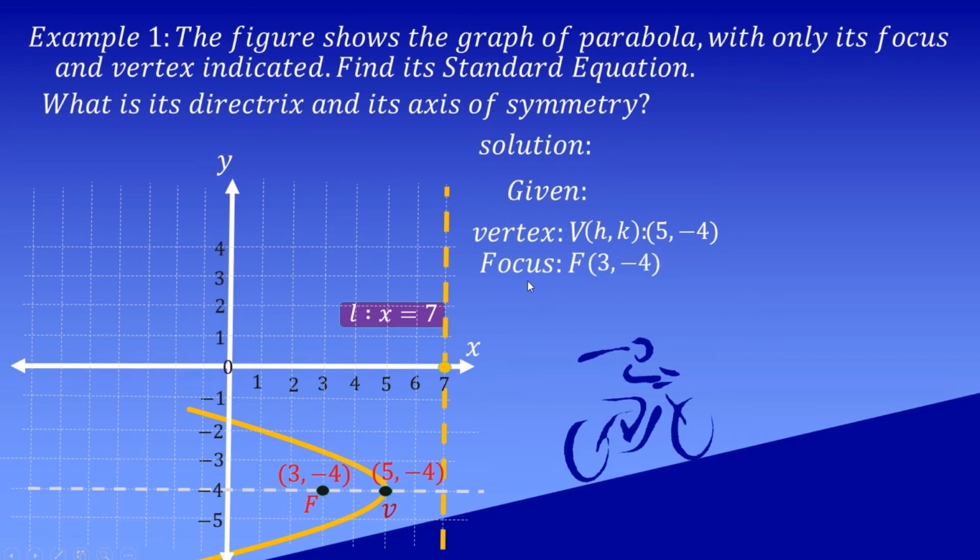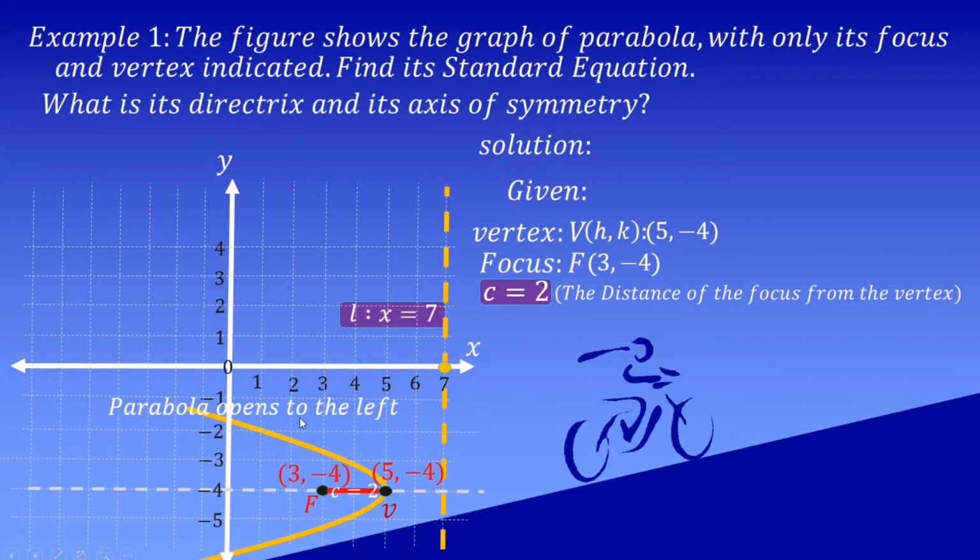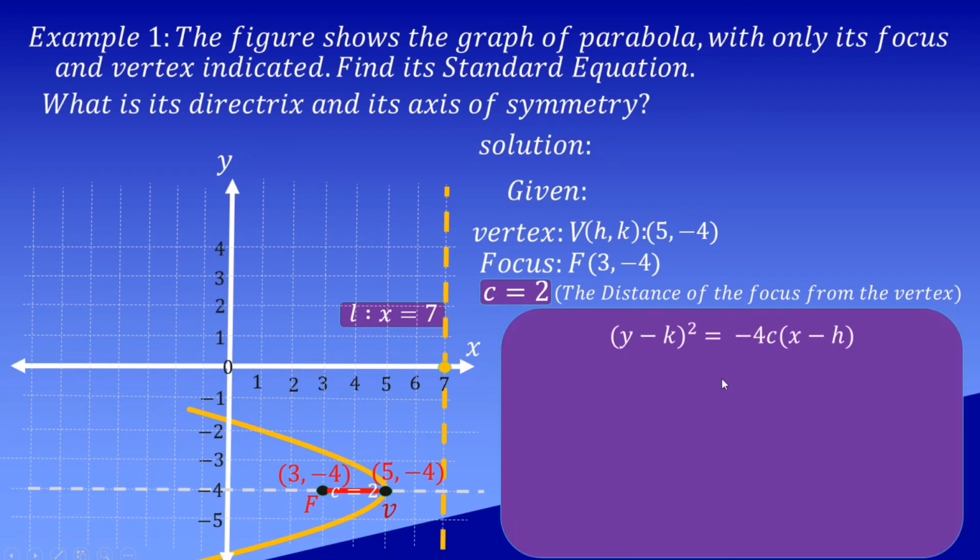And we are going to find the c, the measure from the vertex to the focus. So that is 1 and 2. So the value of our c is equal to 2. That is the distance of the focus from the vertex. As we observe the graph of the parabola, the parabola opens to the left. So the template we will use must have the y first. So that is (y - k)^2 = -4c(x - h).